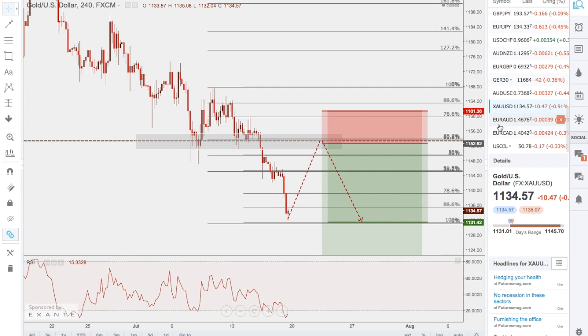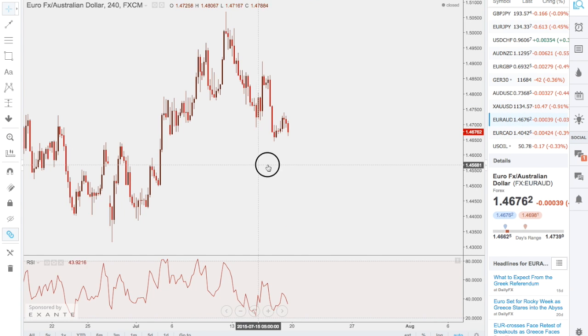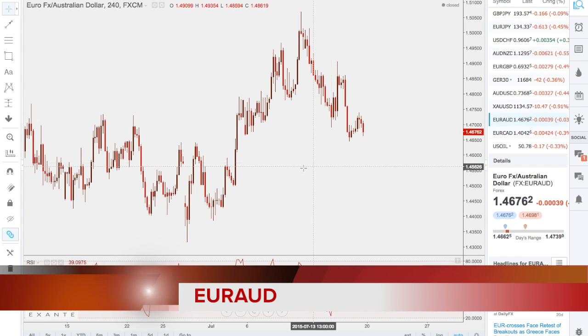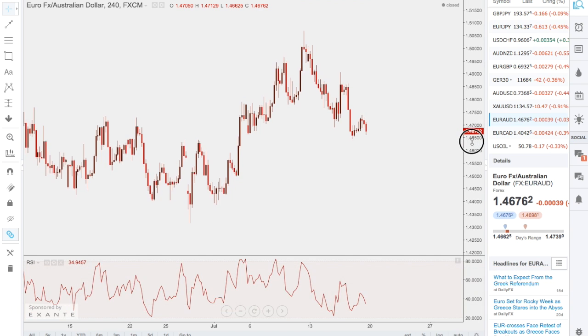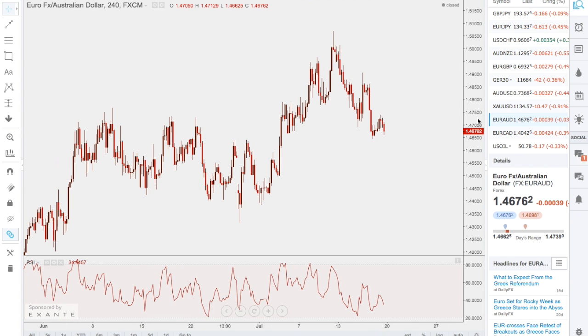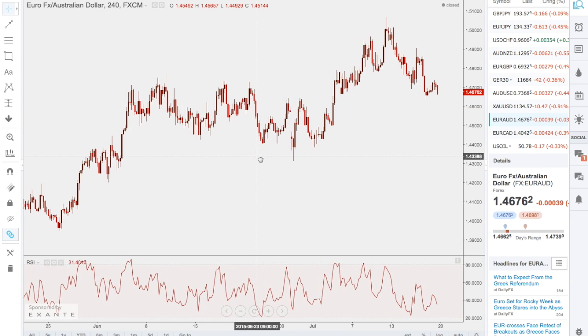Right, so the other pair that we would like to share with you is the EURAUD pair. Right, this one itself is an advanced pattern. Alright, so what we are seeing is, let me just zoom out. So the overall picture for this currency pair is an uptrend, alright? So what you can see is it's forming higher highs and higher lows.